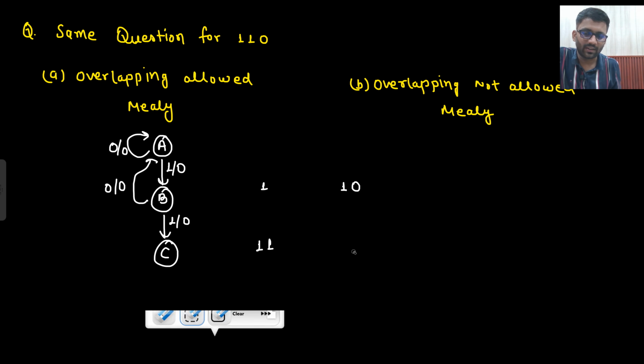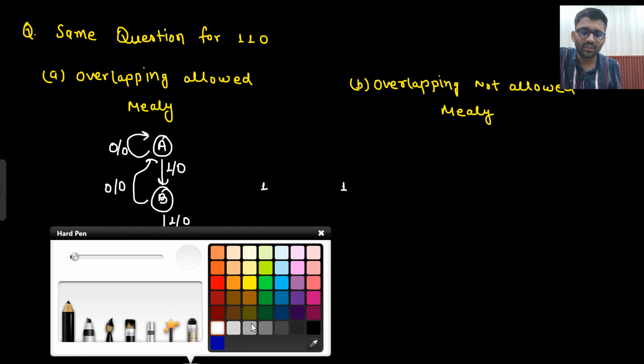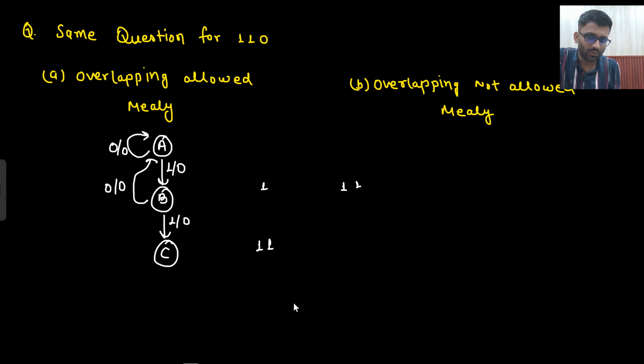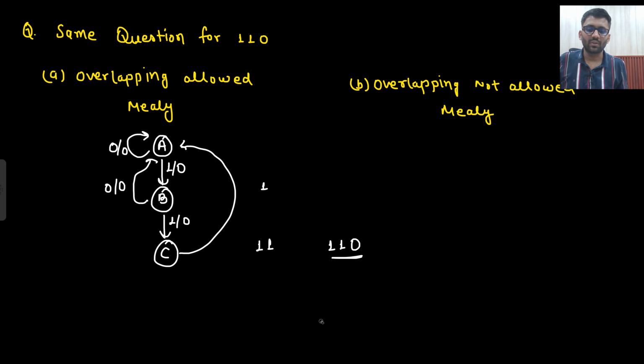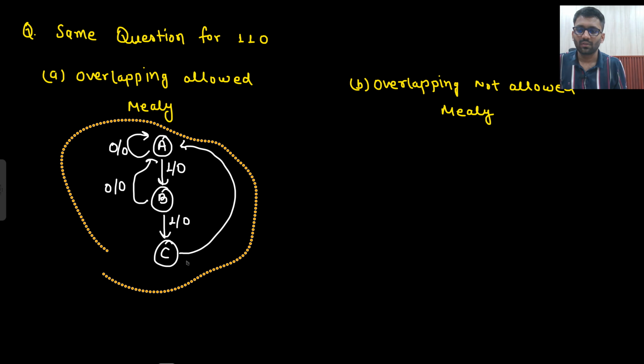Because if 1 was applied here, after B, I am going to C only. Now in case of C, if 0 is applied, that means the sequence has been detected and you will have to start your journey again. This I am doing for overlapping not allowed.